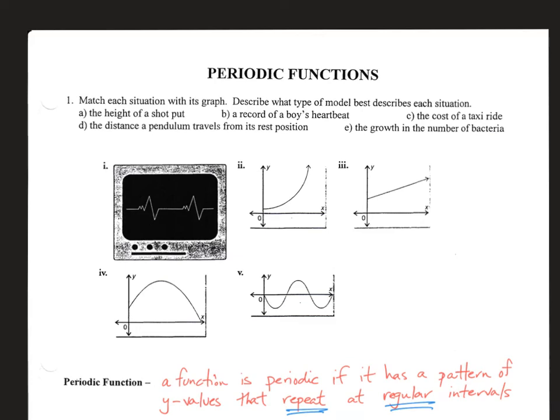Hi, everybody. What we're going to be working our way through today is introducing the idea of a periodic function. To get started, what you see in front of you are 5 graphs and 5 situations. Let's take a minute to line up what each individual application or situation would look like if we were to model it in a graph. So, pause the video right now. Take a quick 30 seconds, 1 minute to go through and try to match up each of those scenarios.